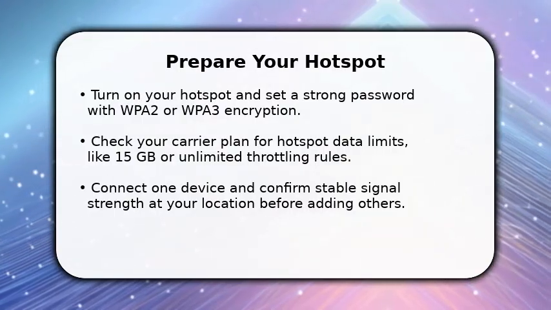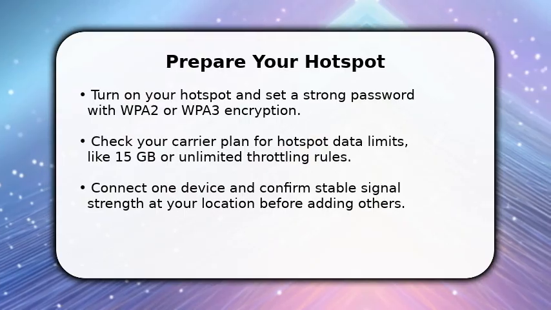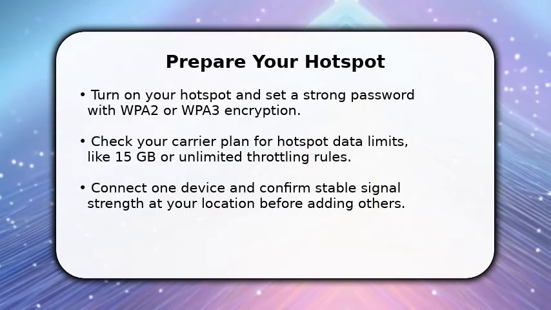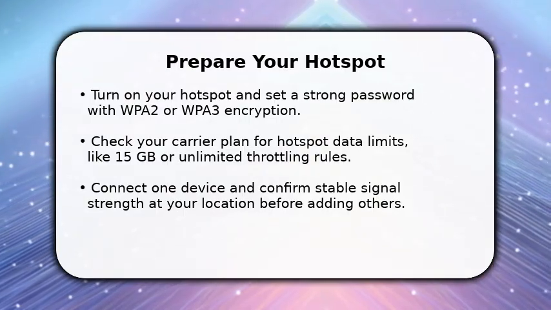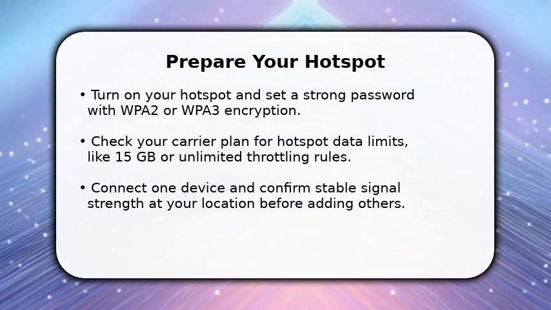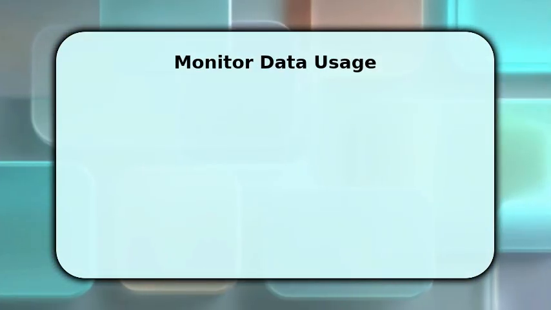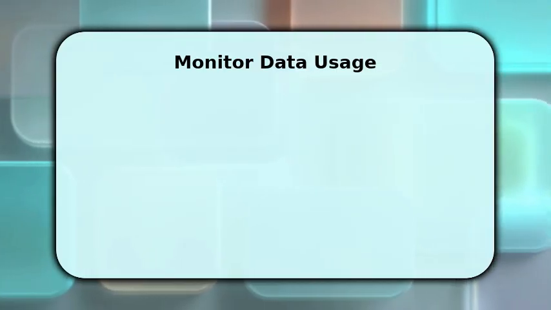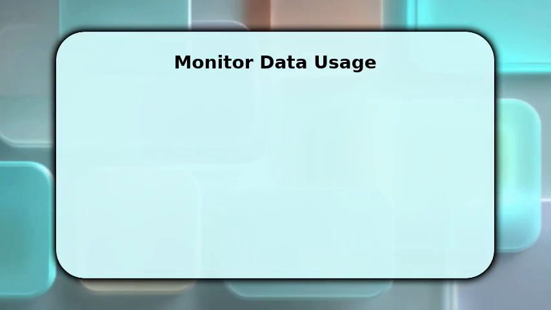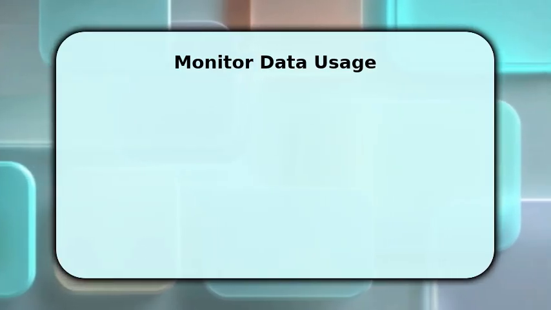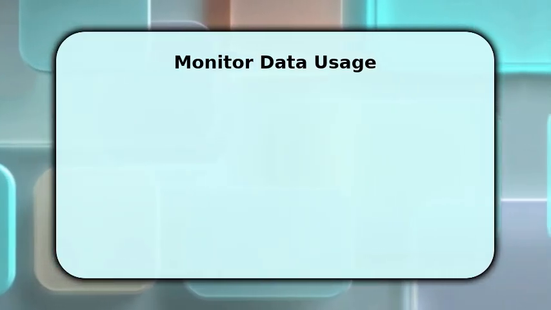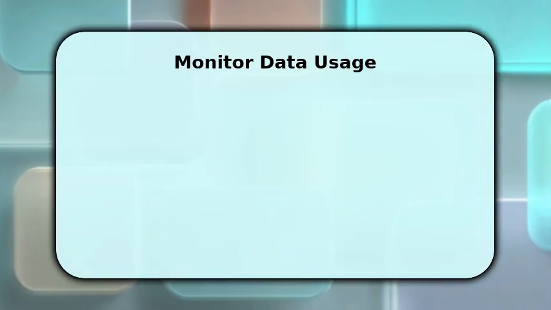Connect one device and confirm stable signal strength at your location before adding others. Keep the hotspot in an open area to improve reception and reduce disconnections during transfers. Track hourly and daily consumption using the hotspot device dashboard or carrier app. Enable usage alerts and set a warning at 80% of your monthly cap, for example, when you reach 12 GB.